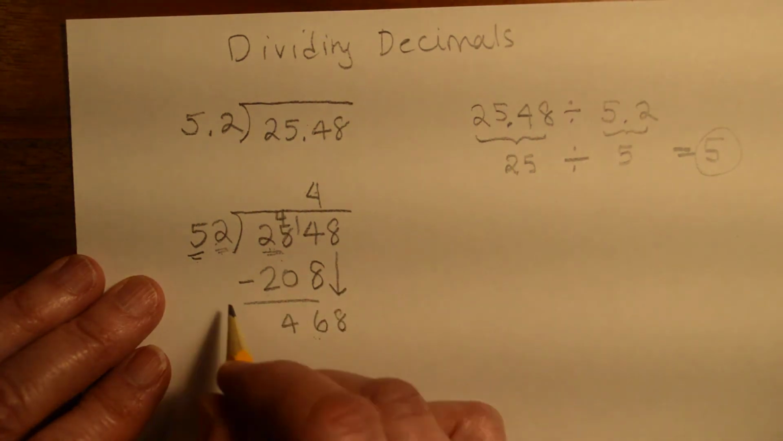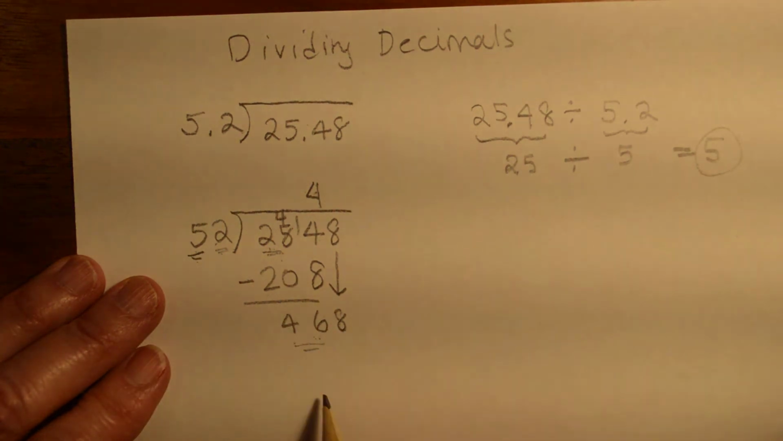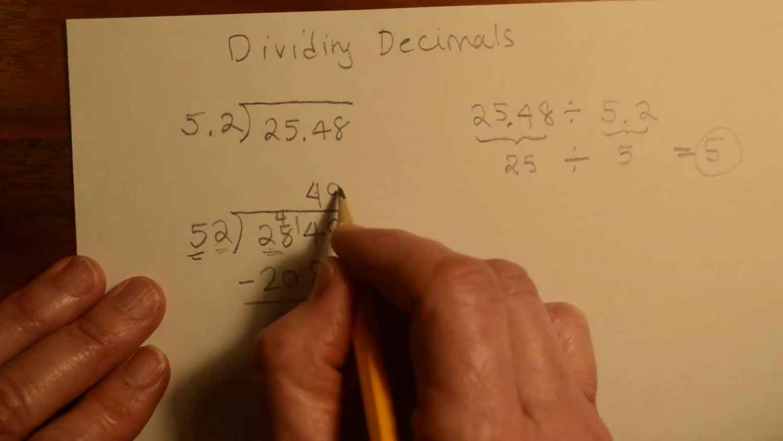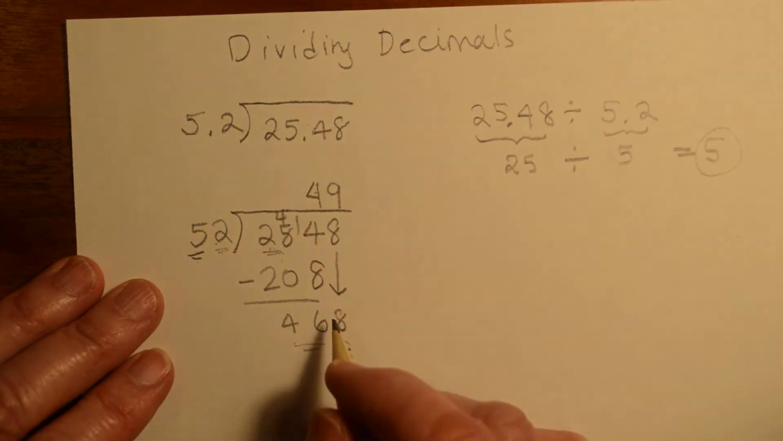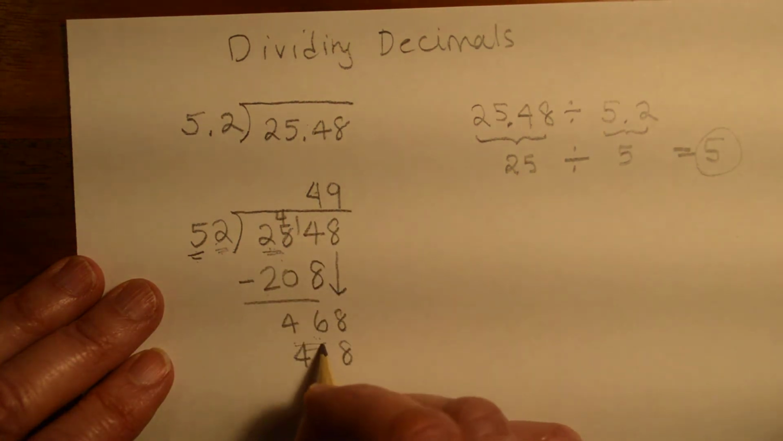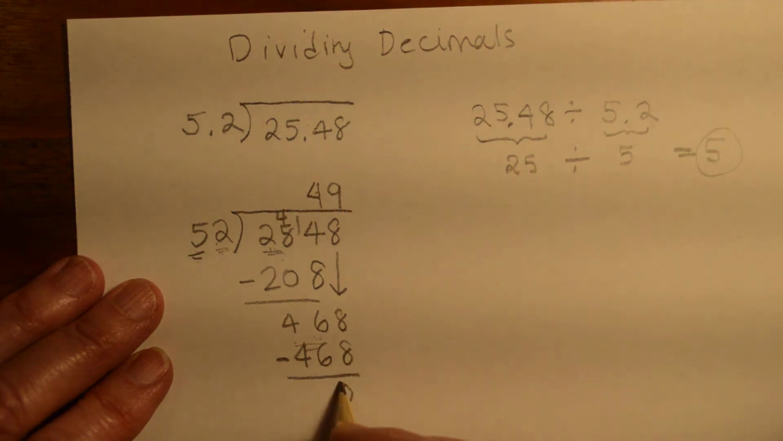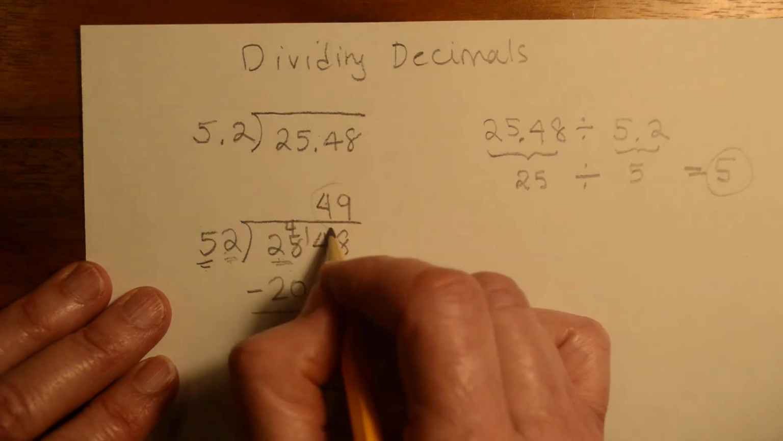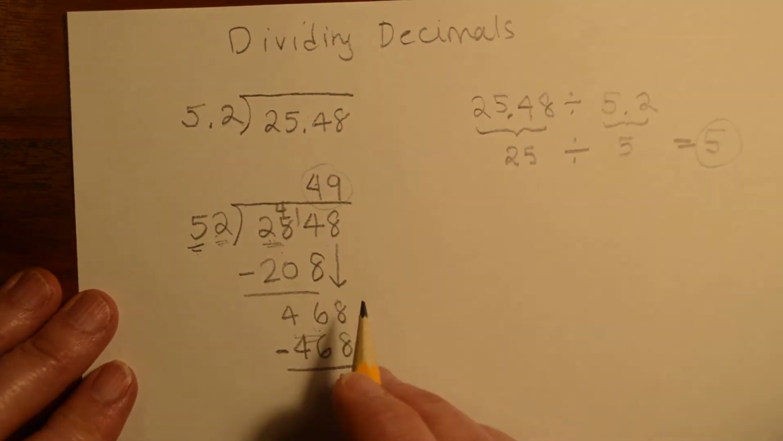How many times does 5 go into 4? No, that doesn't make sense. How many times does 5 go into 46? I'm going to go with 9. Right? So 9 times 2 is 18. Put down the 8. Carry the 1. 9 times 5 is 45 plus 1 is 46. Let's subtract. Whoop, that was nice. 468 minus 468 is 0. And so the quotient that we get when we divide 2,548 by 52 is 49.